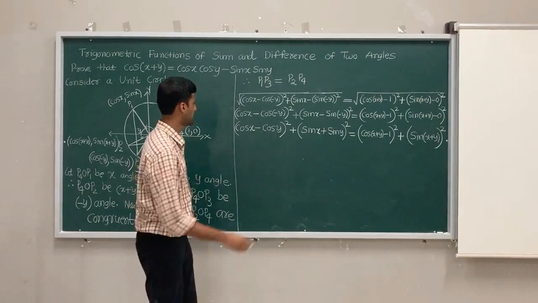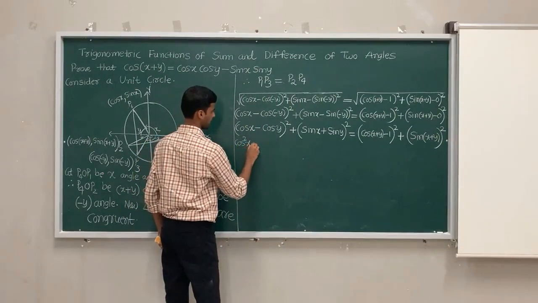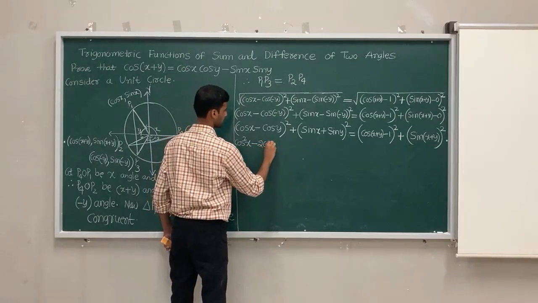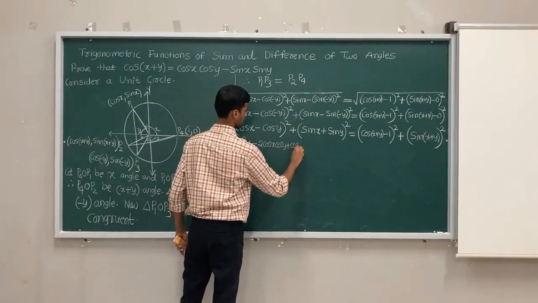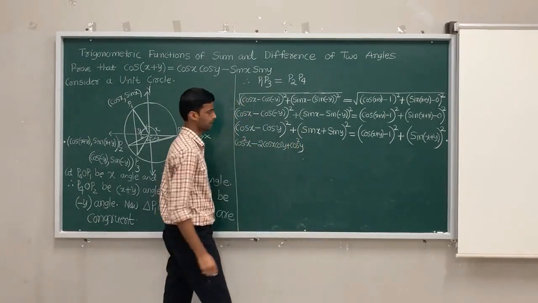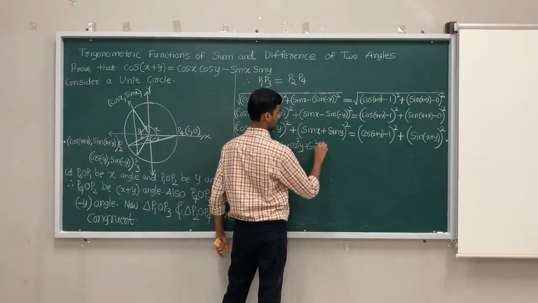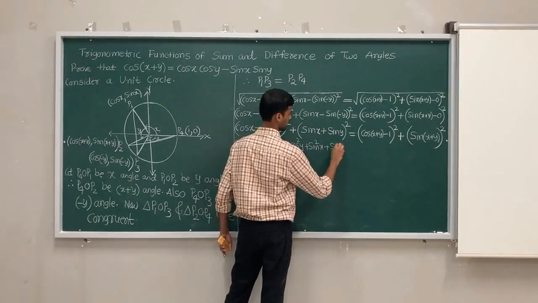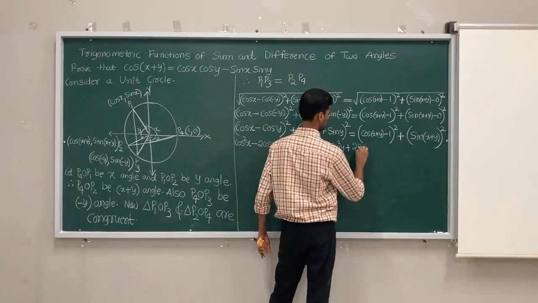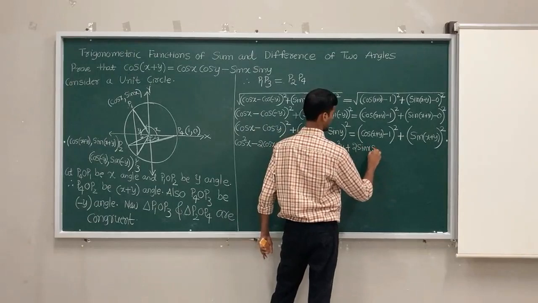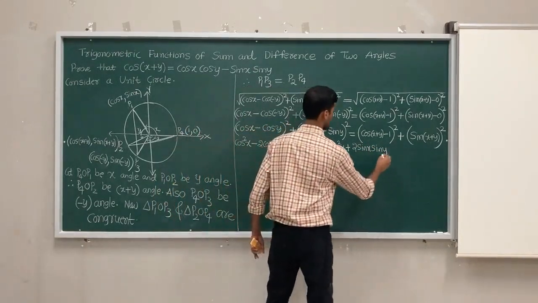Hope you understand. Now let me use a minus b the whole square. It is a square minus 2ab, that is 2 cos x cos y, plus cos square y. Hope you understand. Here, a plus b the whole square: sin square x plus sin square y plus 2 sin x sin y. Hope you understood.